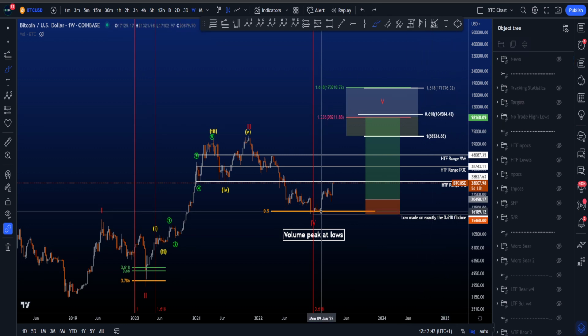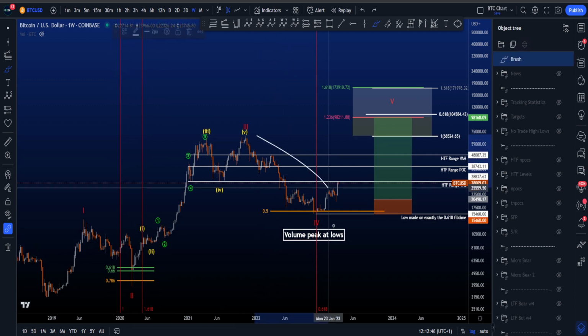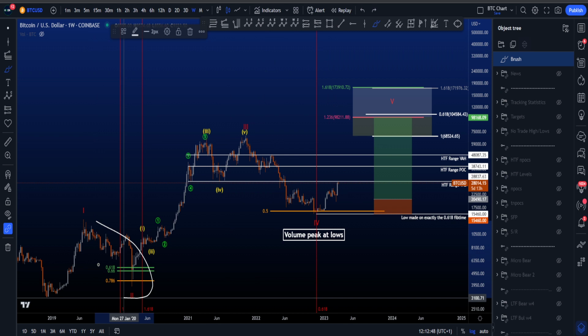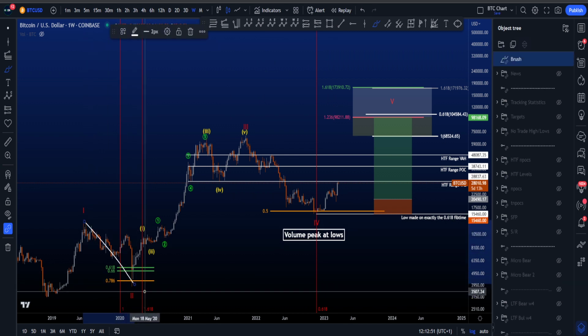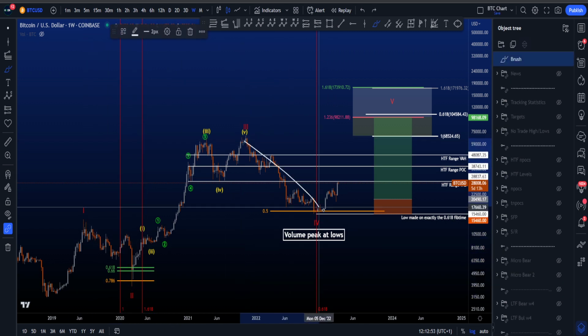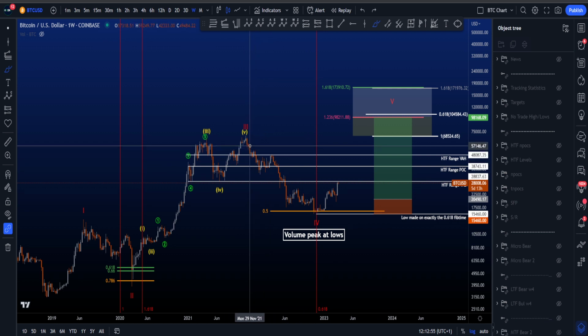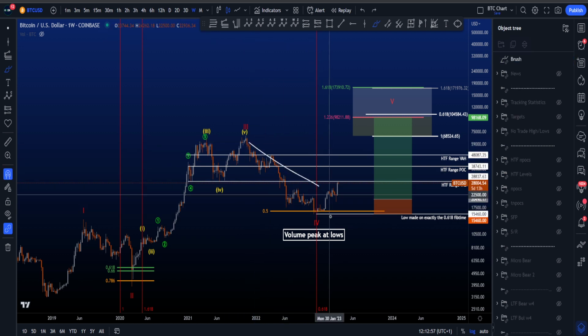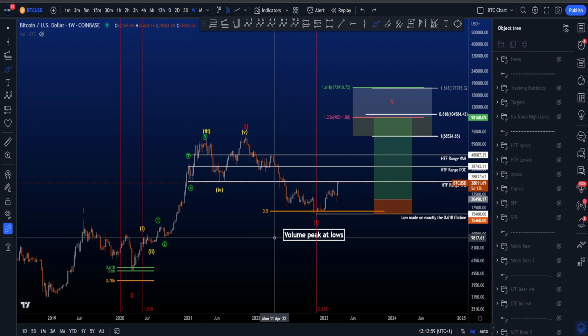So when we look at this structure at the moment, what is very good looking is that wave 4 is longer in time compared to wave 2. Wave 2s tend to be deeper and shorter compared to a wave 4, which tends to be not as deep, more shallow and also longer. And in this scenario, that is the case.